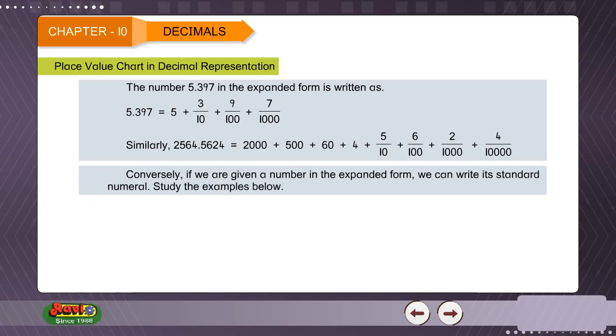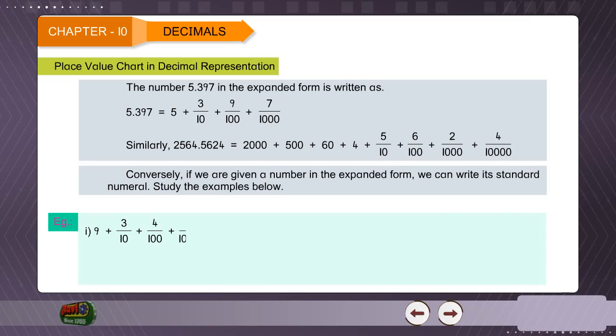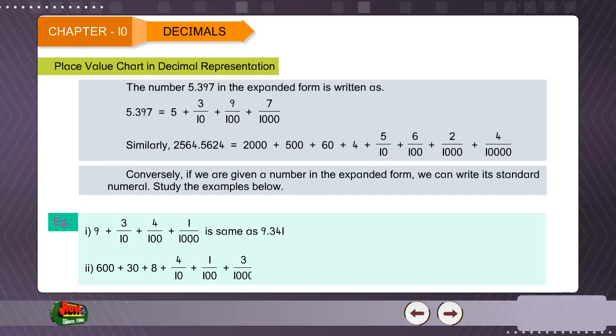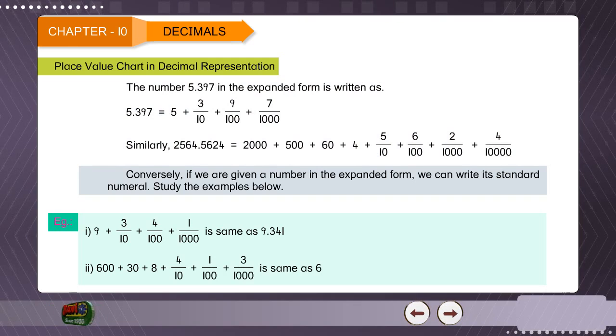Conversely, if we are given a number in the expanded form, we can write its standard numeral. Study the examples below. Example 1: 9 plus 3 by 10 plus 4 by 100 plus 1 by 1000 is the same as 9.341. Example 2: 600 plus 30 plus 8 plus 4 by 10 plus 1 by 100 plus 3 by 1000 is the same as 638.413.